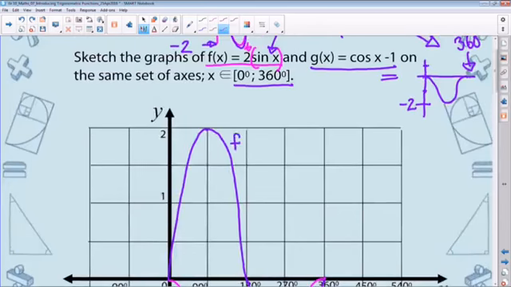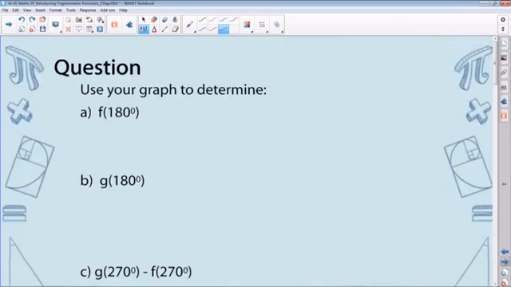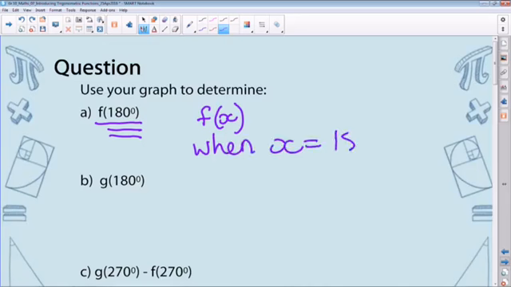Okay. Now, because I can see into the future, I know the next slide has our questions repeated on it, so let's go look at them. Use your graph to determine f of 180 degrees. Now, you know from earlier that it was f of x in the graph, but now we've replaced x with 180 degrees. So this question is asking, when x equals 180 degrees, what is y?